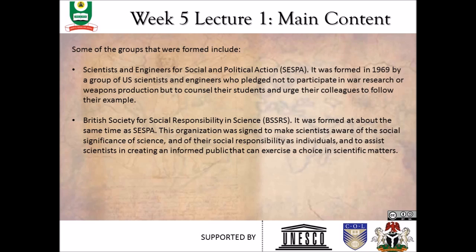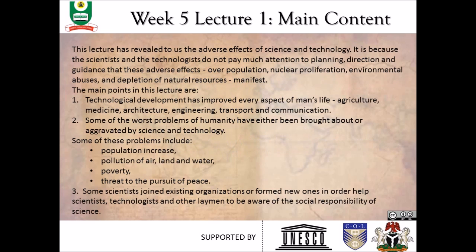2. British Society for Social Responsibility in Science, BSSRS. It was formed at about the same time as SESPA. This organization was designed to make scientists aware of the social significance of science and of their social responsibility as individuals, and to assist scientists in creating an informed public that can exercise a choice in scientific matters.